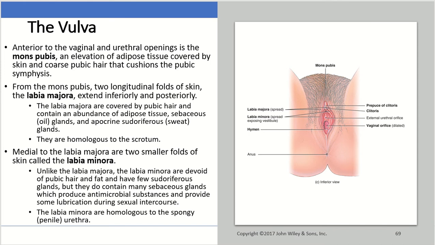Medial to the labia majora are two smaller folds of skin called the labia minora. Unlike the labia majora, the labia minora are devoid of pubic hair or fat, and have very few sudoriferous glands. However, they still contain many sebaceous glands, which produce antimicrobial substances and also help to provide some lubrication during sexual intercourse. The labia minora are homologous with the spongy urethra, or the penile urethra, in men.